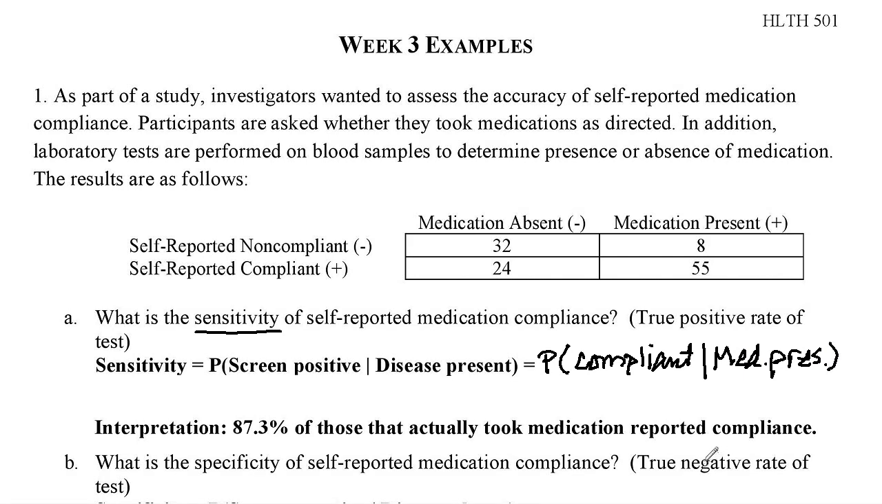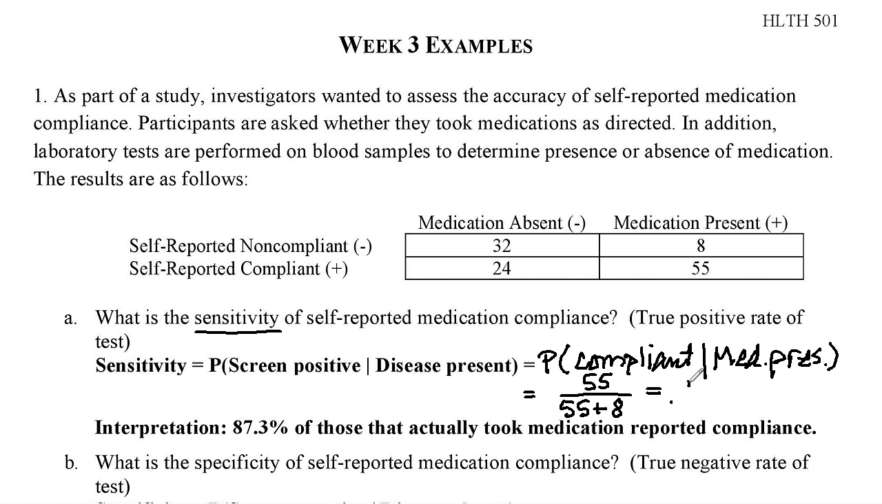So how many people had medication present? Remember, your given outcome always determines the denominator in your probability. Those for which medication was present, that's the 55 plus the 8 here. That's going to be our denominator, second column. Then out of those for which medication was present, how many reported that they were compliant? The people that reported compliant were the 55. That's our numerator. So 55 out of 55 plus 8.